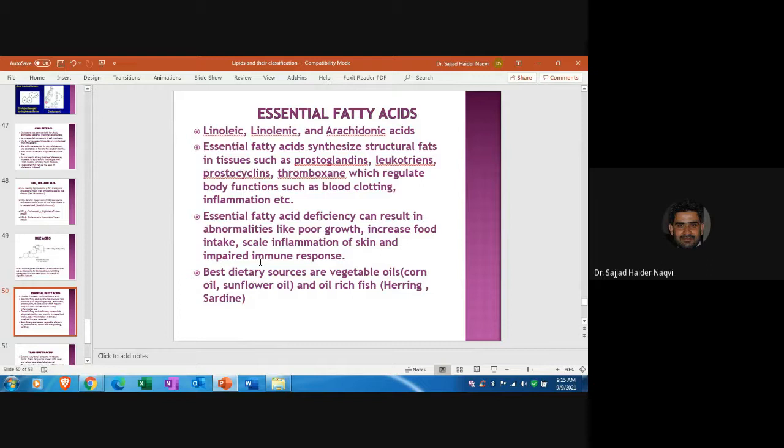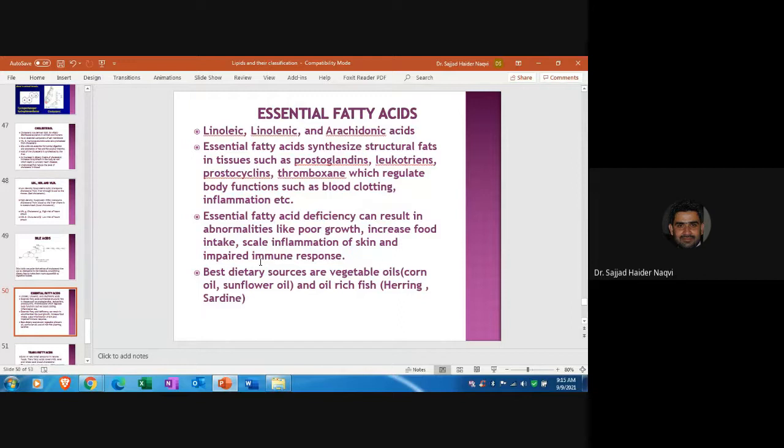So now, fatty acids can be classified as essential and non-essential fatty acids. Now, what's the criteria? Essential fatty acids are those which your body cannot synthesize. That means you need those fatty acids coming through your diet. It's just like essential amino acids, if you remember. So these fatty acids must be present in the diet because your body cannot synthesize them.